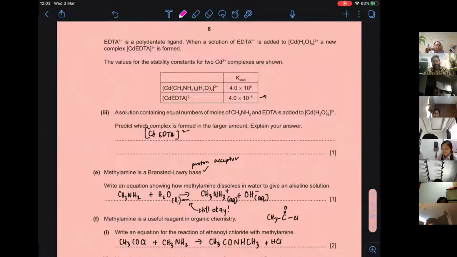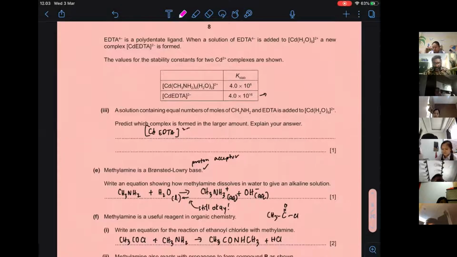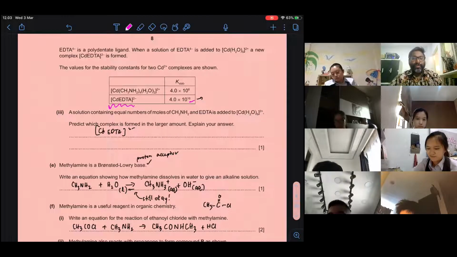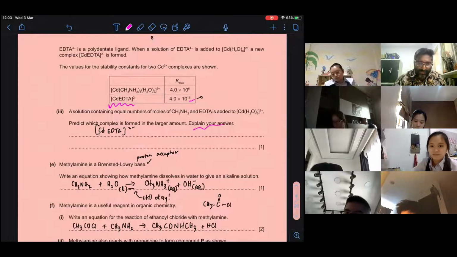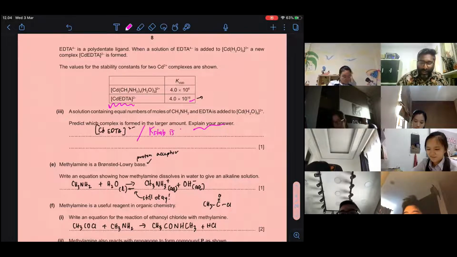This one you just need to focus on the higher K step. The one that is going to be formed more is the one with 10 to the power of 16. So it means the EDTA ligand is stronger compared to the CH3NH2. So the EDTA complex, with 10 to the power of 16, is going to be formed in a large amount. To explain your answer, just say that K step is higher than the other.